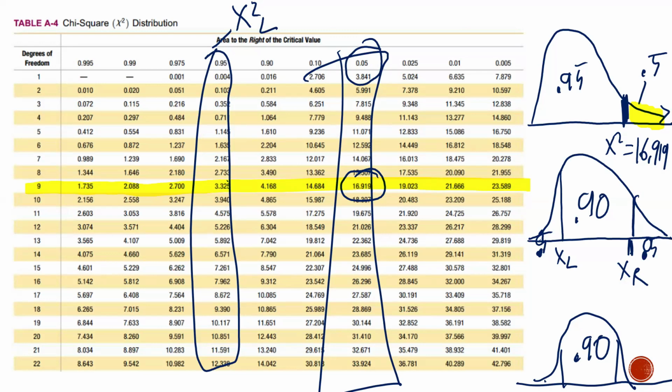So in this case, for 9, XL would equal 0.325, and then XR .961. I know that's confusing, so I'm going to do it again for y'all, okay?